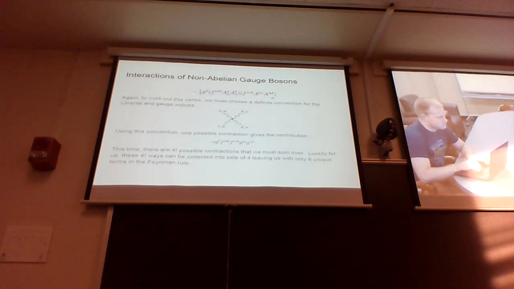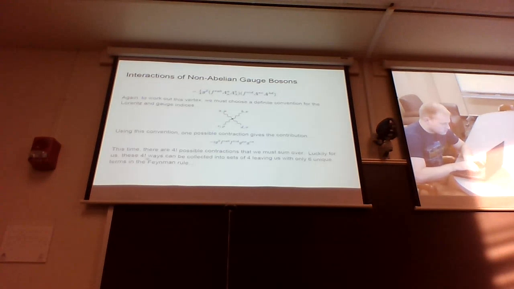Okay, so again, once I write down one term, so this would be one particular contraction, right? Now I would have to do the other 4 factorial minus 1 contractions, right? But in doing that, I have to keep track of the order of these indices, okay? Because they're going to give me possible minus signs.